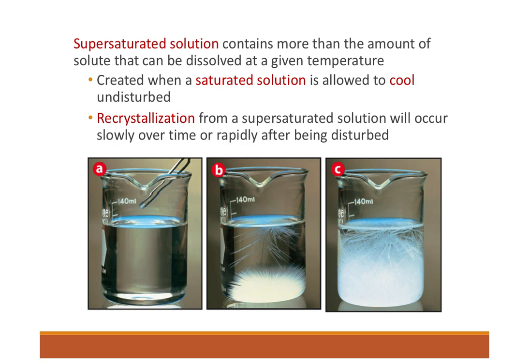So we have saturated solutions, unsaturated solutions, and supersaturated solutions, which contain more than the maximum amount of solute that can be dissolved at a given temperature. The way you create a supersaturated solution is when you take a saturated solution and let it cool down in temperature without disturbing it so that no crystal formation happens. Recrystallization can occur over a slow period of time from a supersaturated solution. That's how we make rock candy, if you've ever had one of those wooden sticks with the sugar crystals on it. Or if you disturb the supersaturated solution after it has cooled, it will occur quite rapidly.